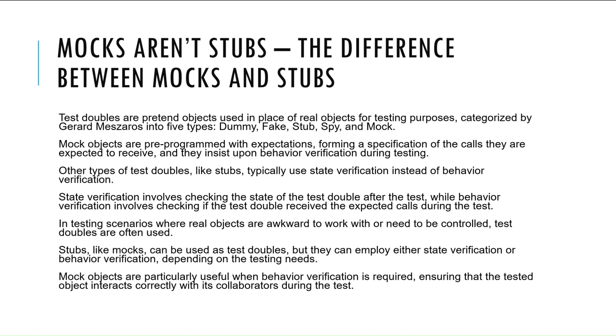In testing scenarios where real objects are awkward to work with or need to be controlled, test doubles are often used. Stubs, like mocks, can be used as test doubles, but they can employ either state verification or behavior verification, depending on the testing needs. Mock objects are particularly useful when behavior verification is required, ensuring that the tested object interacts correctly with its collaborators during the test.